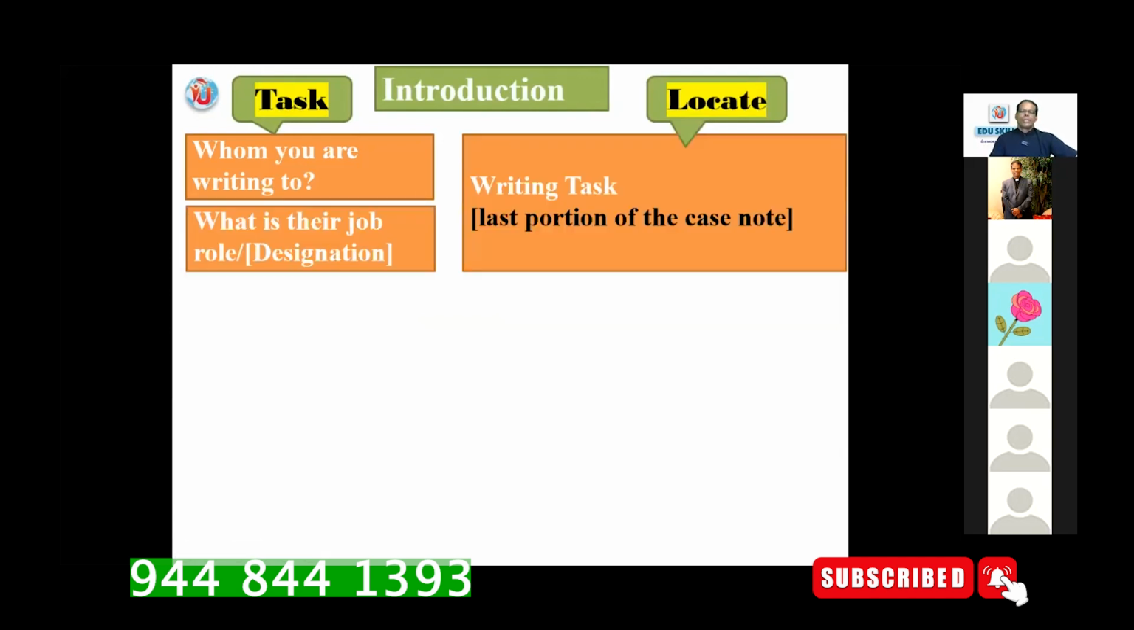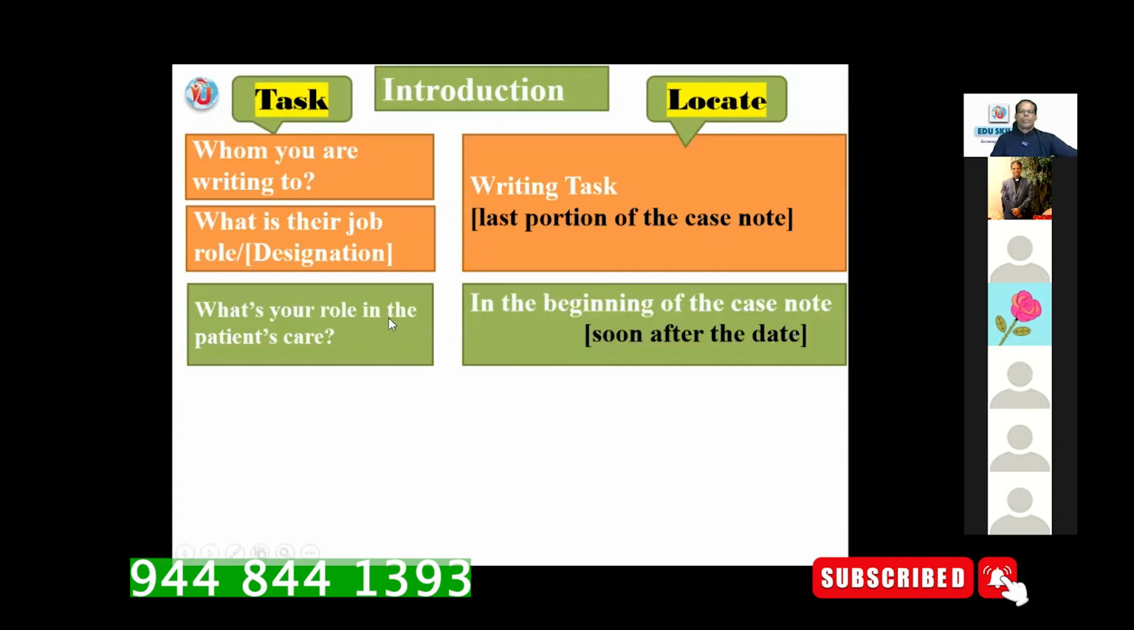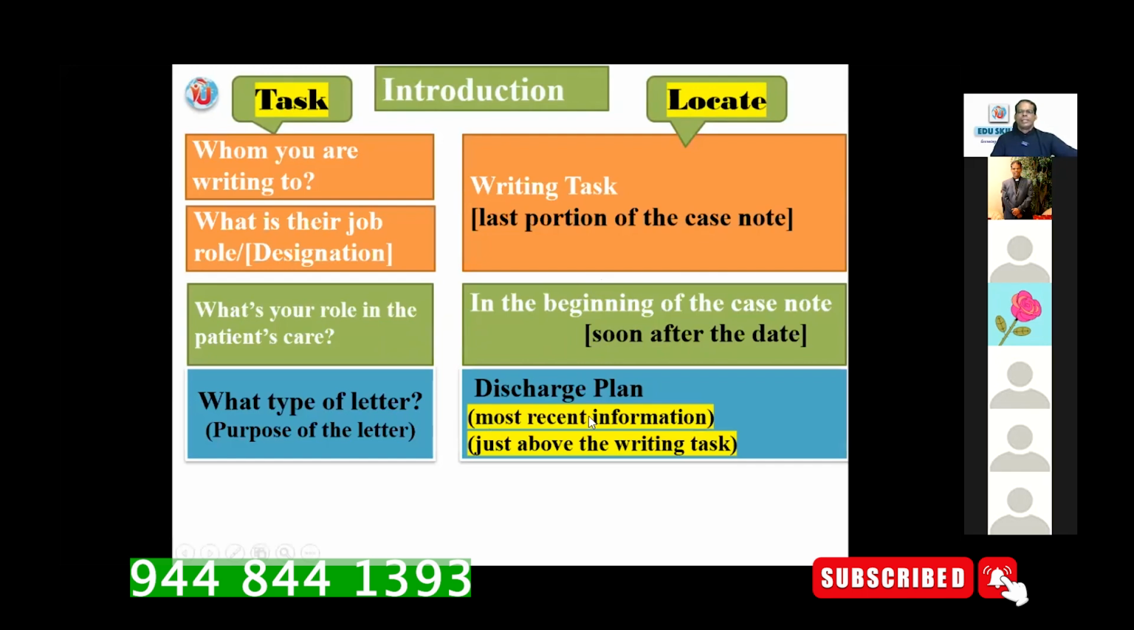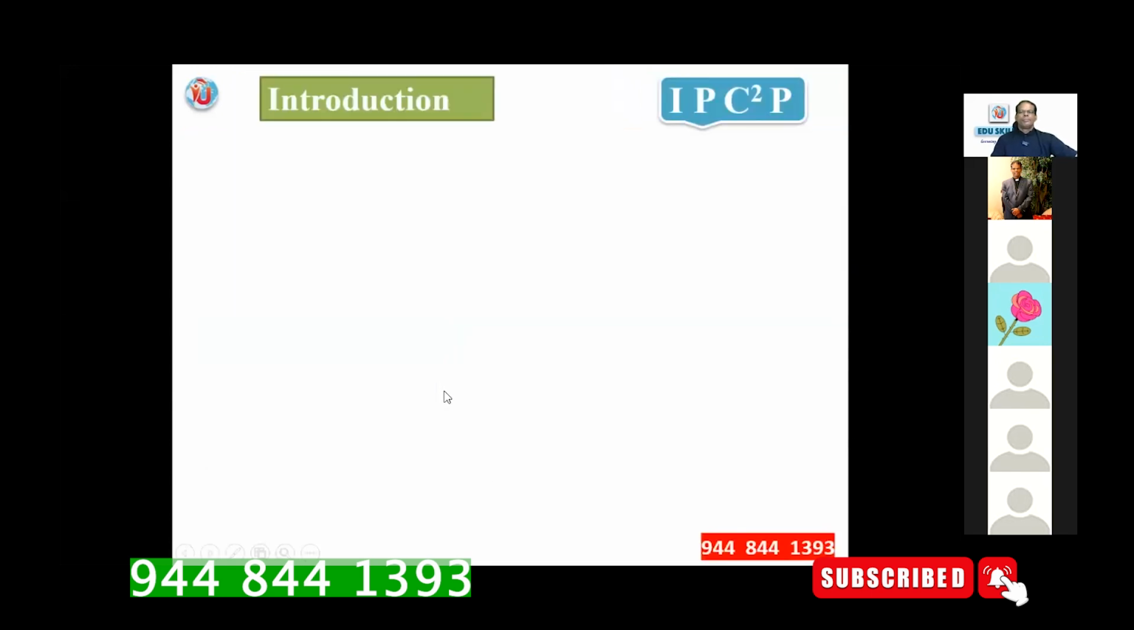In the task, you have to say who you are writing to, what their job role or designation is, in the writing task, the last portion of the case note that you know. What is your role, your role in the patient's care, in the beginning of the case note. Soon after the date, you will find this. What type of letter are you writing? Purpose of the letter: discharge plan. You will find it in the discharge plan. Most recent information is most of the time the date of the examination or the date of your letter, just above the writing task that we have already seen.